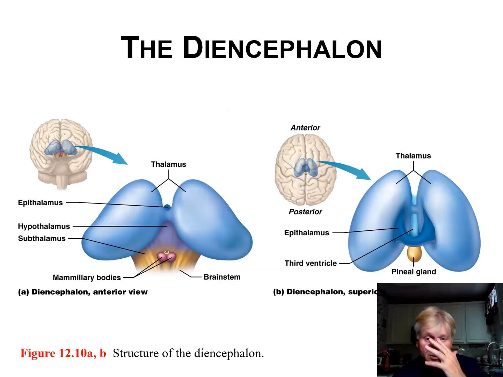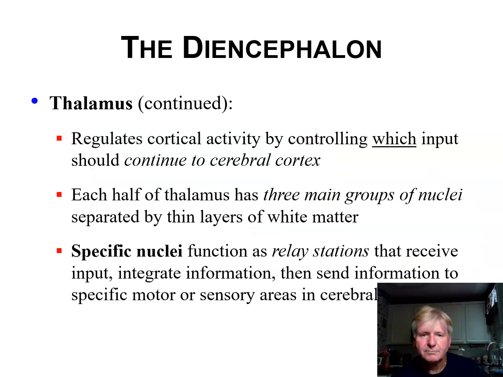So here's the structure of the diencephalon from the frontal view. You see the pineal gland, which is inferior, the thalamus, the two egg-shaped structures. On the anterior view, you can see the mammillary bodies, the hypothalamus, the subthalamus. So your thalamus regulates cortical activity by controlling which input should continue on to the cerebral cortex. And by the way, approximately 80 to 90% of the input is actually filtered out. So you're only receiving about 10% of the incoming input.